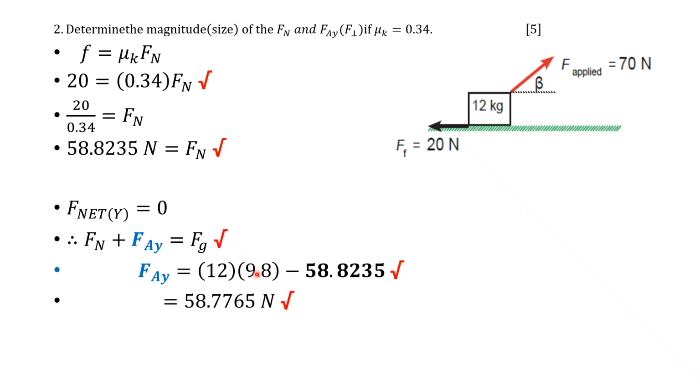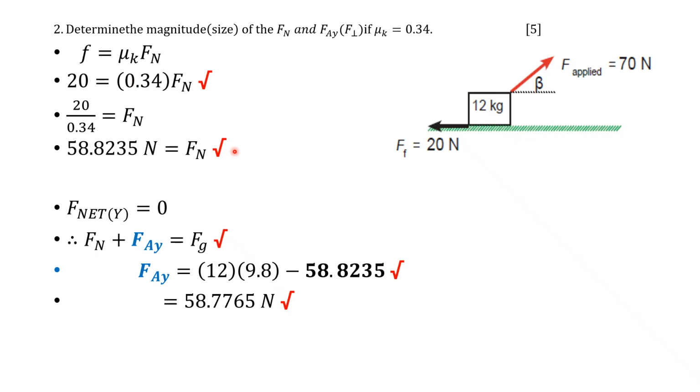times 9,8, or mass times gravity, minus my applied force or my normal force, which is 58,8235. If I subtract that too, I get 58,7765 newtons. So that's my applied force in the y direction. So 1 mark there for correct substitution in the friction equation.